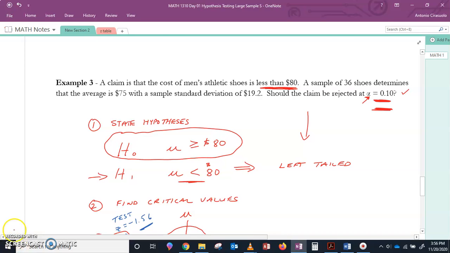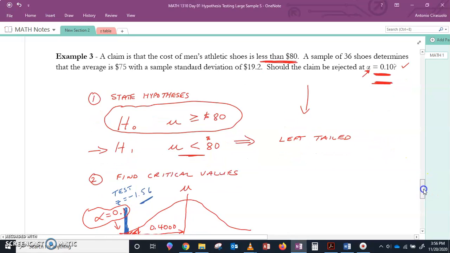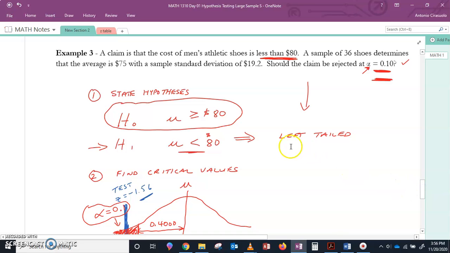With that said, I'm going to pause, and if you have any questions, make sure to reach out. I think these 3 examples should be enough to get the idea across, and it is very systematic, so make sure that you follow the systematic approach that I've used, and you shouldn't have any issues.